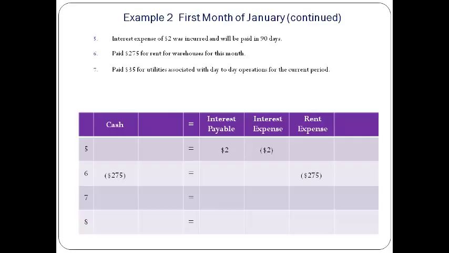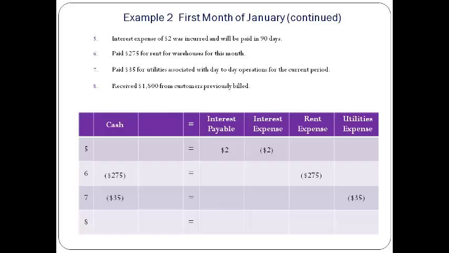In the next transaction, the company paid $35 for utilities for the current period. Goods and services provided to customers? No. Was a service provided to the company? Yes. What was it? It was for utilities. Record utilities expense. Was cash paid? Yes. Decrease cash.